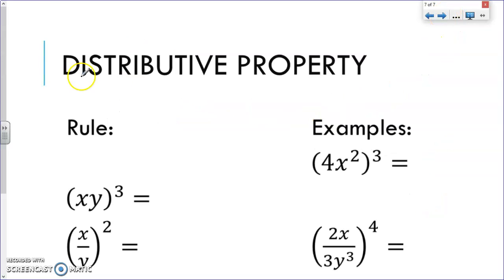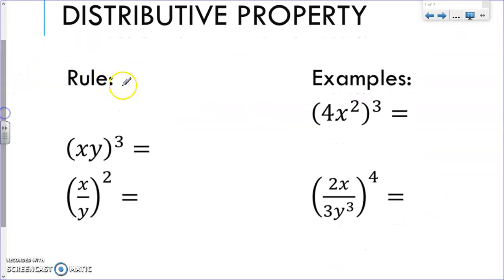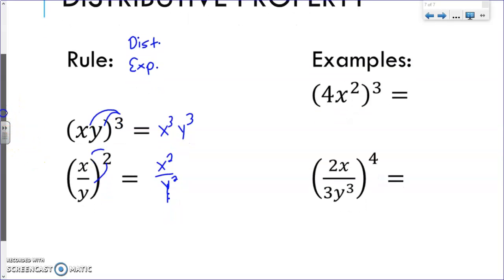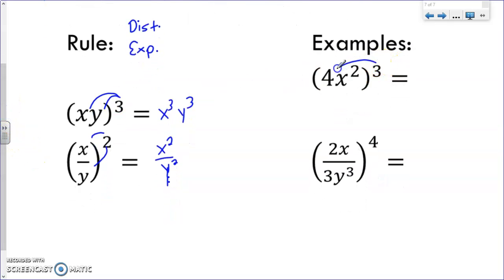Okay, last rule. Hopefully you're remembering these. When you have the distributive property, you're going to distribute and multiply to each term on the inside. So you're going to distribute your exponents by multiplying. So that would give me x to the 3rd, y to the 3rd. Same thing here. When you divide, you get x squared, y squared.